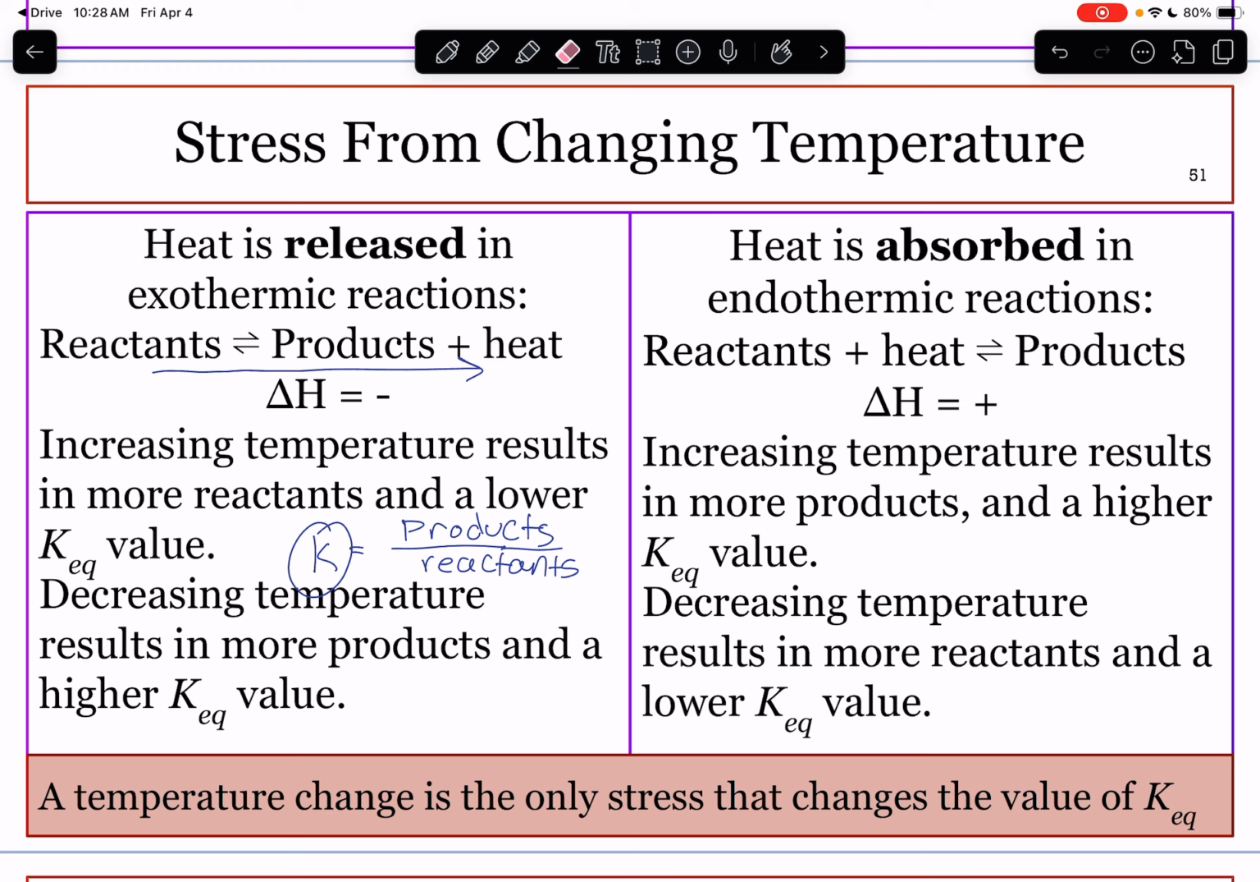Decreasing the temperature, though, on an endothermic reaction is as if we are taking away a reactant, and therefore the reaction will shift towards the reactants in order to replace the heat. And this also means we have more reactants, which is more denominator. So this lowers the K value of an endothermic reaction.